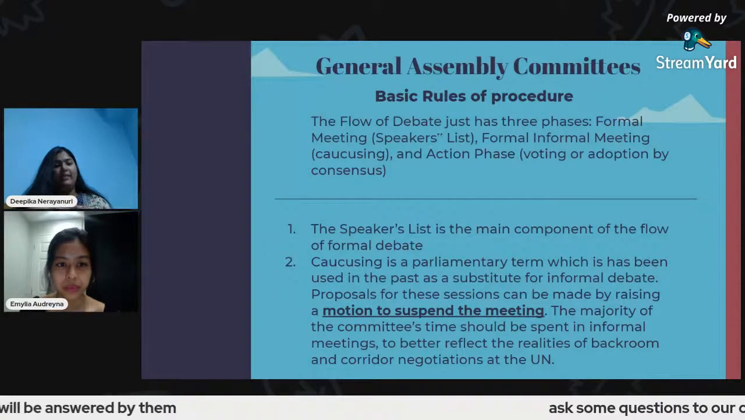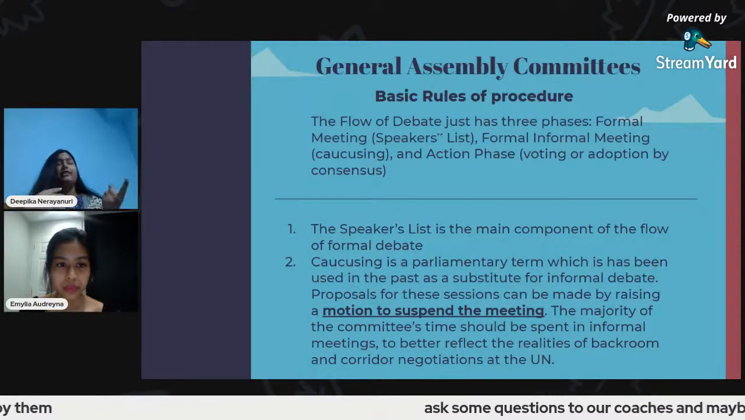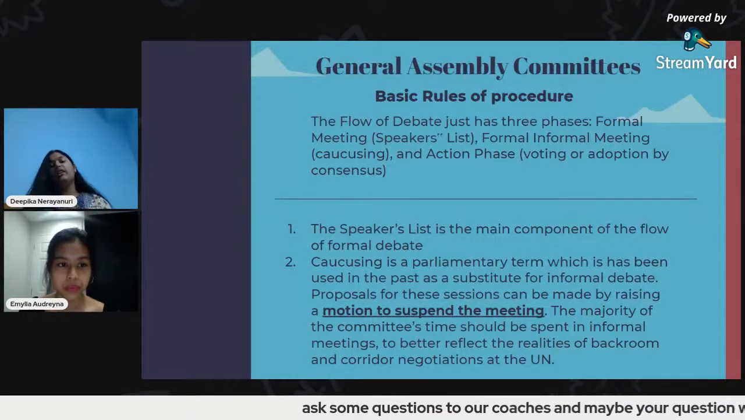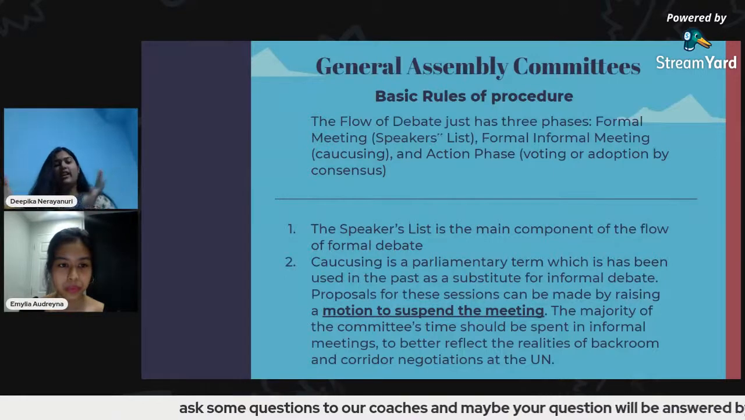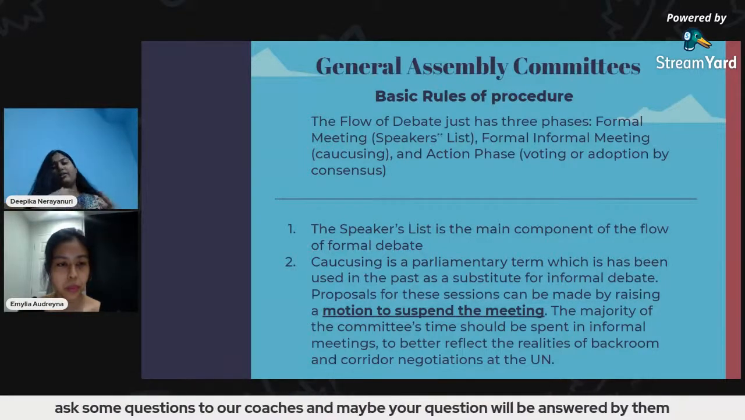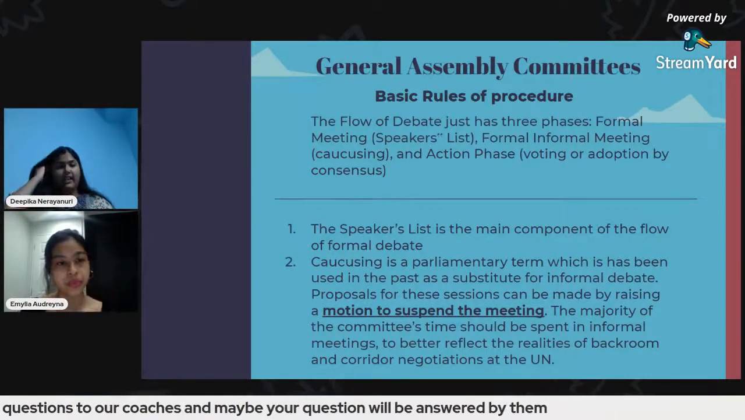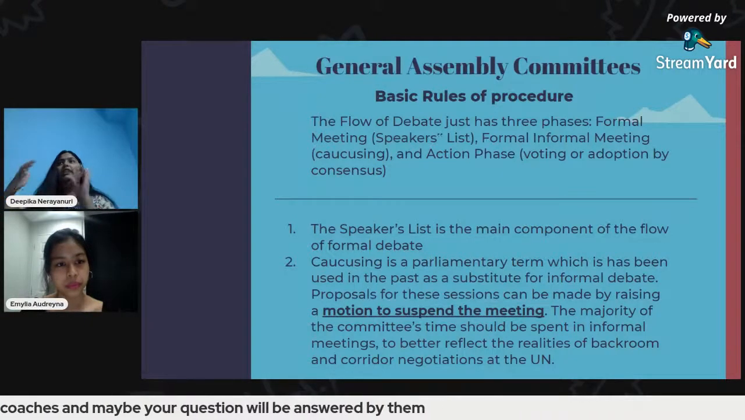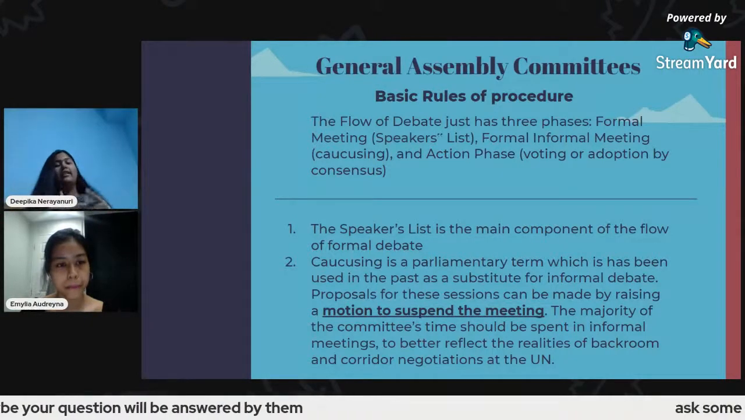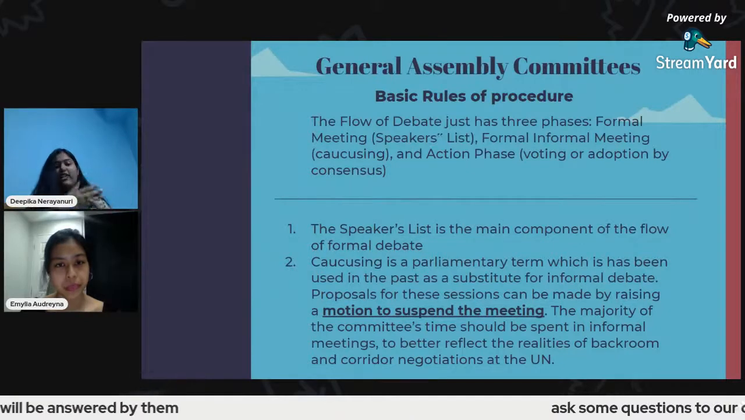Basically, what happens here is that it covers the opening speeches. What are opening speeches? In short, they are speeches where you introduce your committee, what your country is, and what exactly your stand is on the agenda.